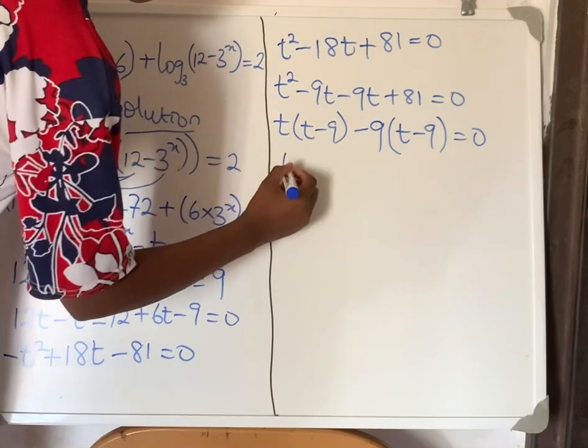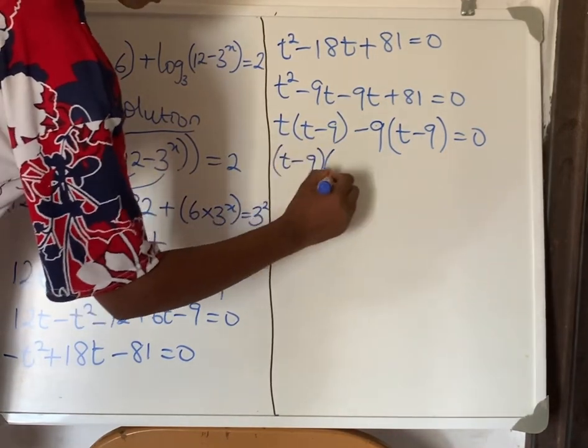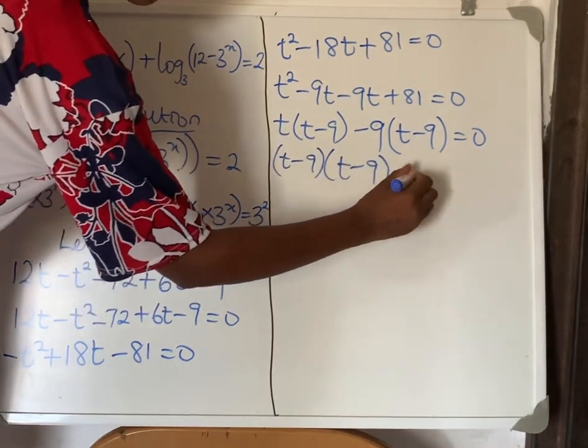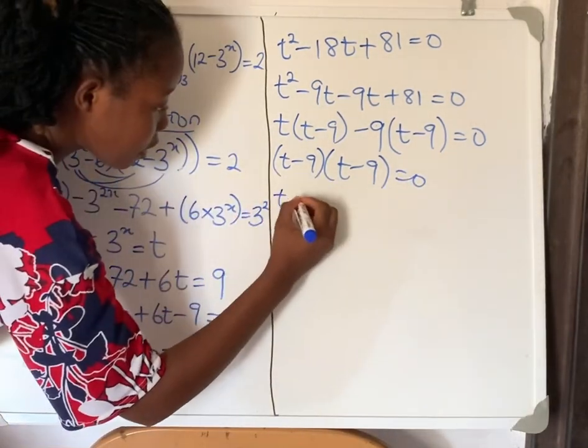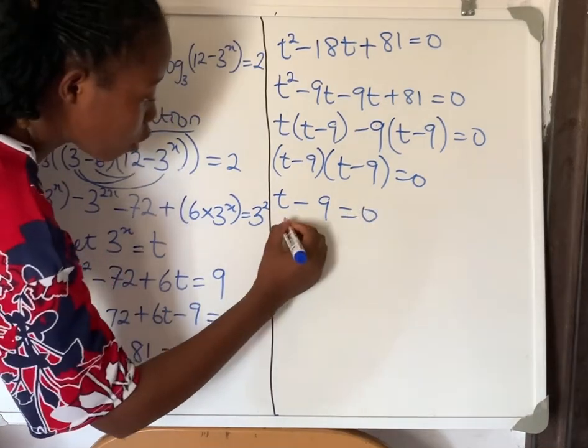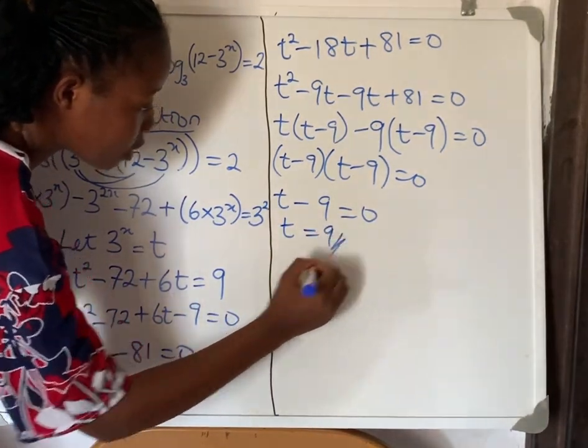So now you have t minus 9 and t minus 9, which is equal to 0. So now since they are the same thing, let's just pick one. So you have that t minus 9 is equal to what? 0, which means our t is equal to what? 9.